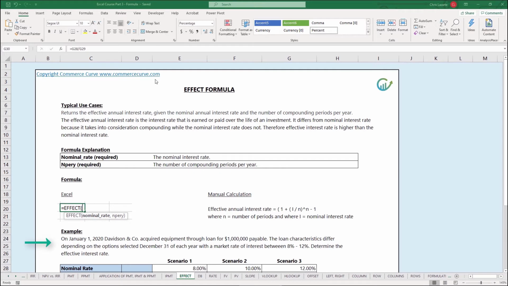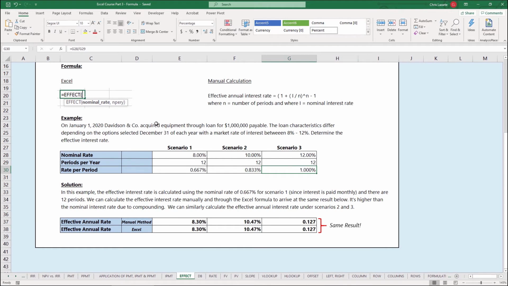Let's take a look at an example on how we would calculate the nominal interest rate and the effective interest rate using Excel and also by doing it manually. In our example, on January 1, 2020, Davidson & Co. acquired equipment through a loan for $1 million payable. The loan characteristics differ depending on the option selected, December 31st of each year, with a market interest rate of between 8 and 12%. The goal here is to determine the effective annual interest rate under each of the scenarios.